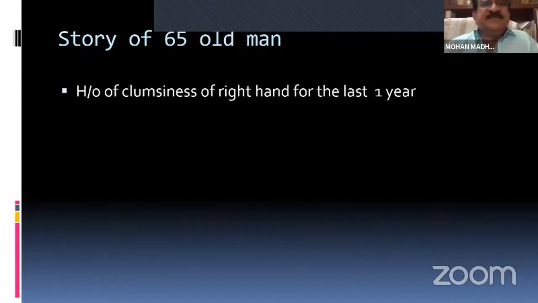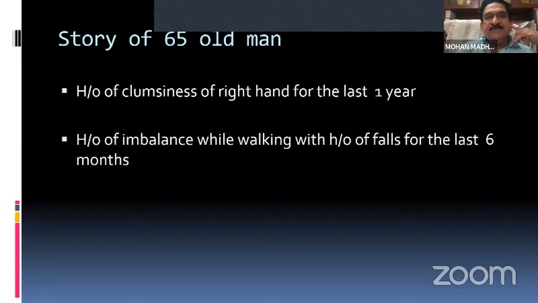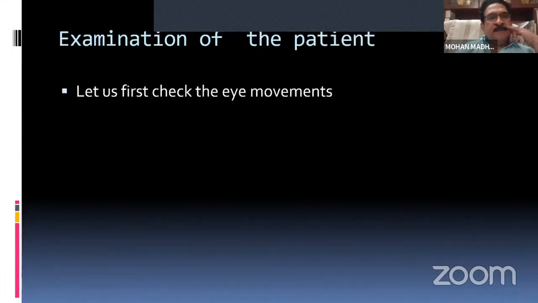This is the story of a 65-year-old man. He complained of clumsiness of the right hand for the last 1 year, and a history of imbalance while walking with falls for the last 6 months. So he had two complaints: clumsiness of the right hand and imbalance with recurrent falls. Now, I'll go to the examination.